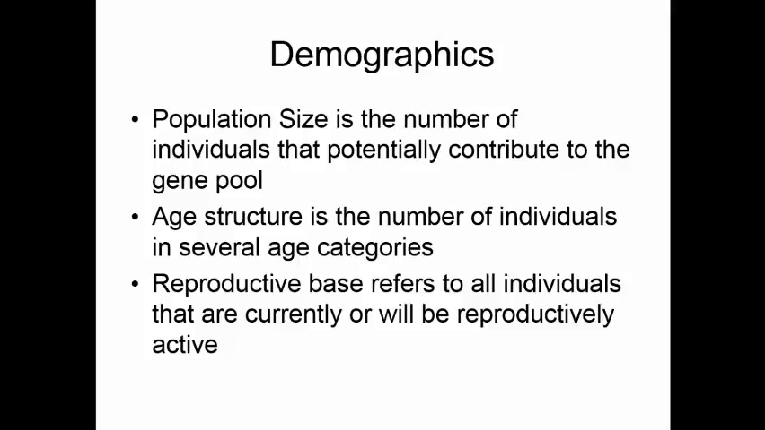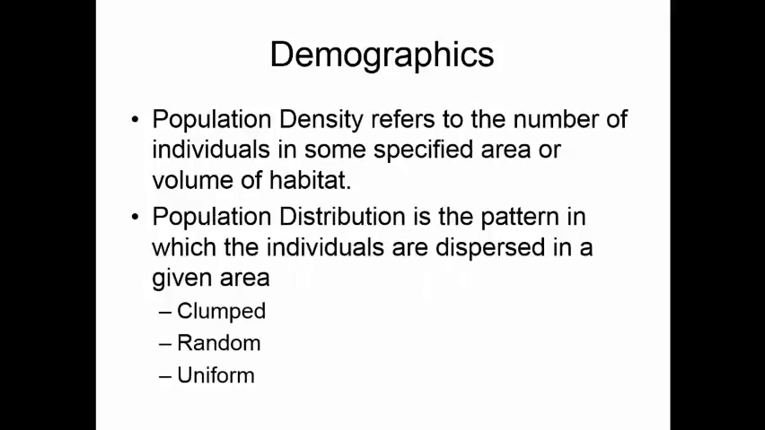So typically you have your very young, your teenage years, your reproductive years, and then your post-reproductive years. And reproductive base refers to all individuals that are currently or will be reproductively active. So that's everything before that post-reproductive age. So everything from babies all the way up to, if you look at humans, 50s, 60s, kind of an idea. So they're capable of at least reproducing and adding and changing in that gene pool.